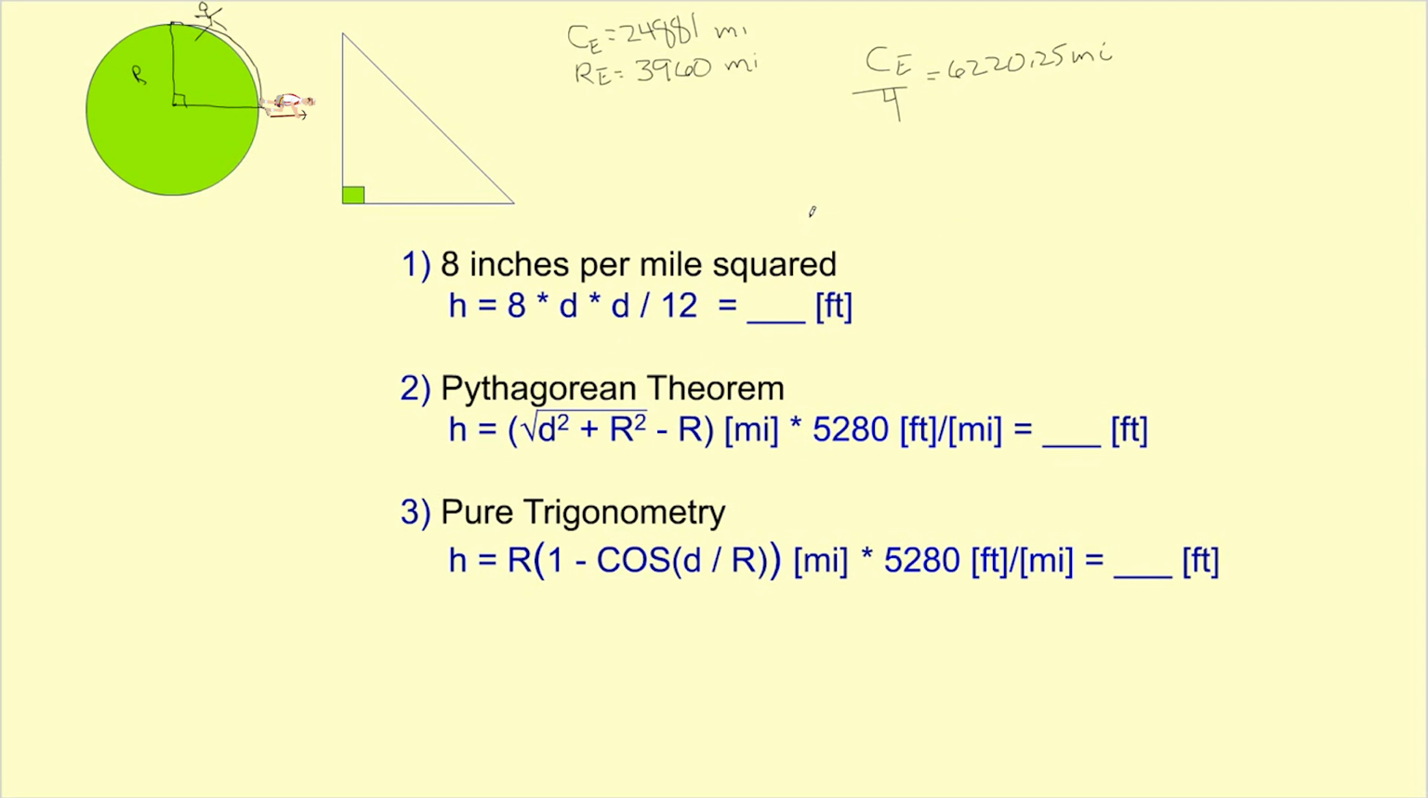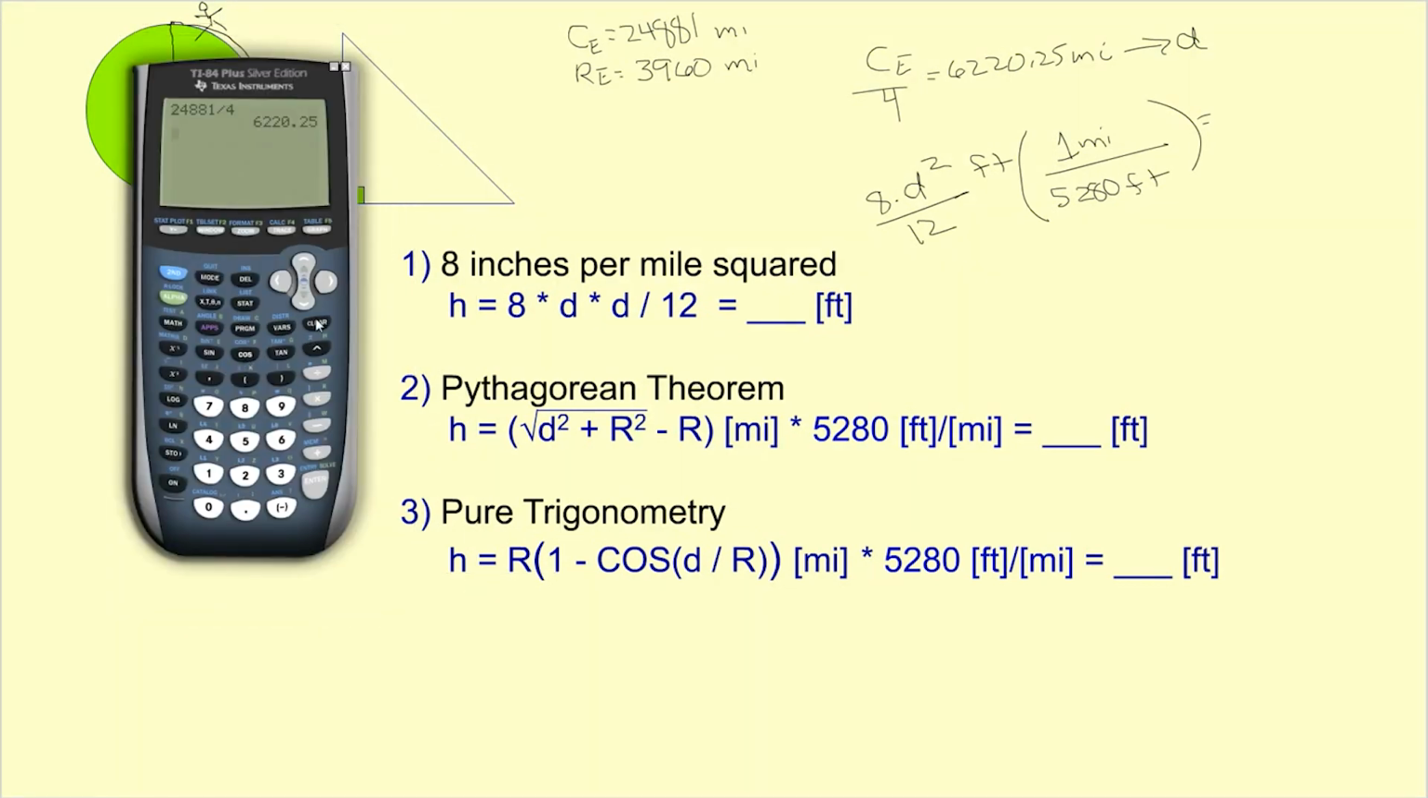Okay, 8 inches per mile squared. That's 8 times distance times d squared divided by 12. Remember, that's going to give you feet. So we have to use a conversion factor of 5280 feet over 1 mile. 1 mile is equal to 5280, so this is a fair conversion.